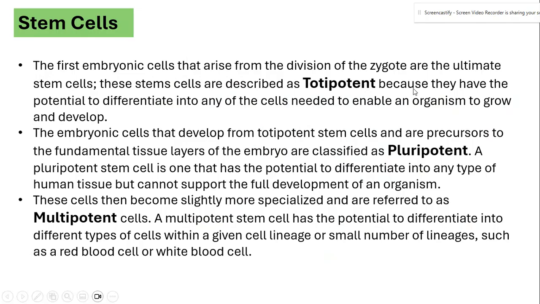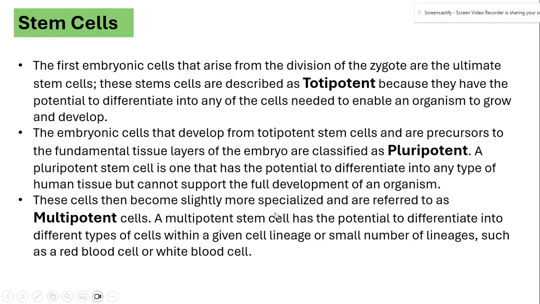So embryonic cells that develop from totipotent stem cells are precursor to the fundamental tissue layers of the embryo are classified as pluripotent, okay? A pluripotent stem cell is one that has potential to differentiate into any type of human tissue but cannot support the full development of an organism. So it's restricted to a human tissue, okay? Whereas, as you can see, totipotent can be any, okay?